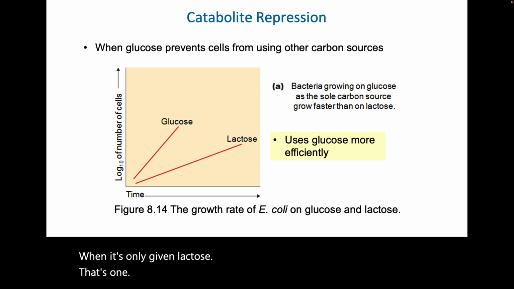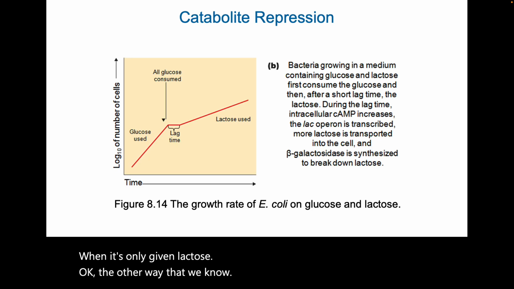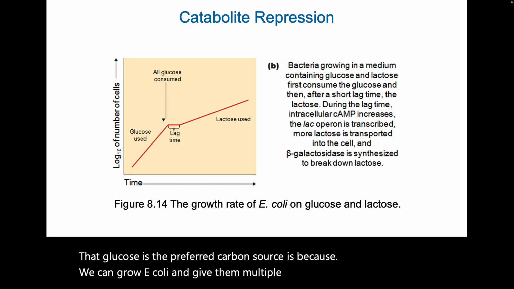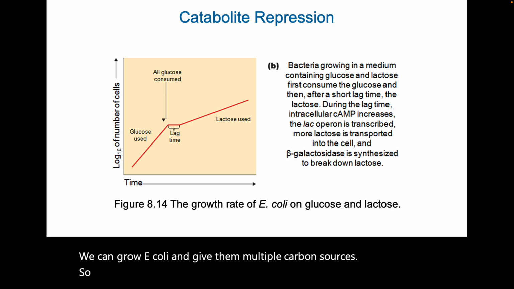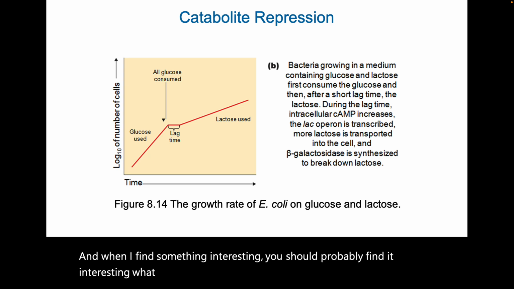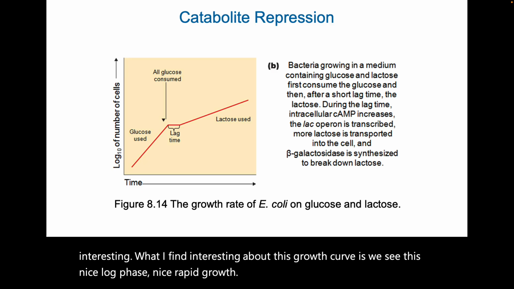The other way that we know that glucose is the preferred carbon source is because we can grow E. coli and give them multiple carbon sources. So this is a growth curve of E. coli in media that contains both glucose and lactose. And what's really interesting about this growth curve, and when I find something interesting, you should probably find it interesting, is we see this nice log phase, nice rapid growth, and then we see a lag phase.